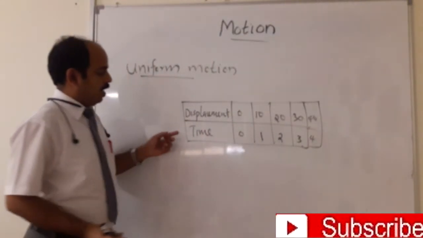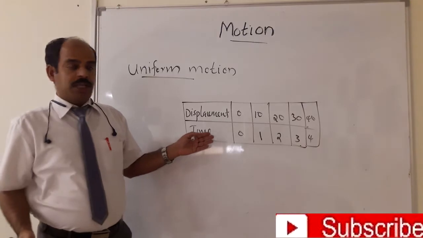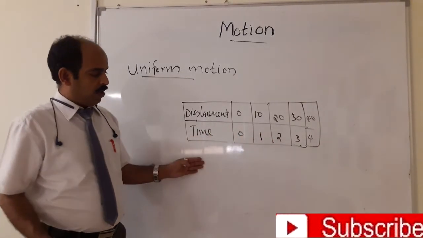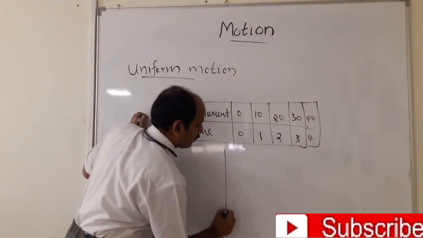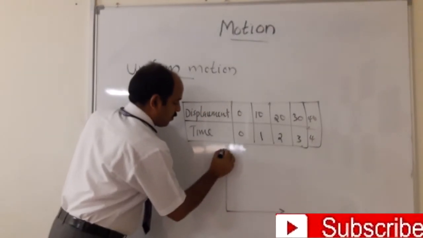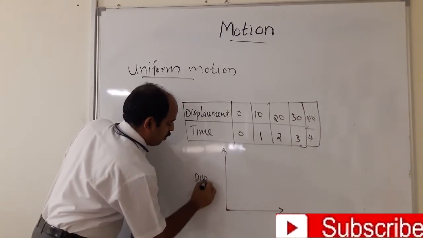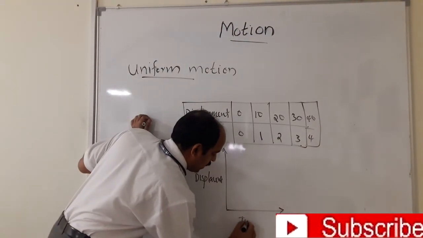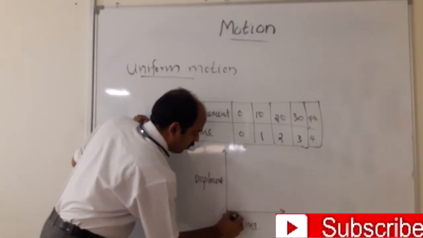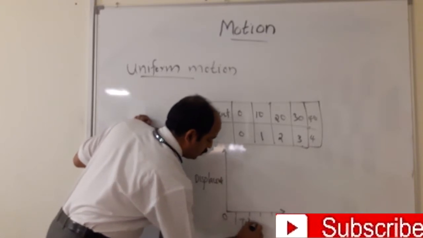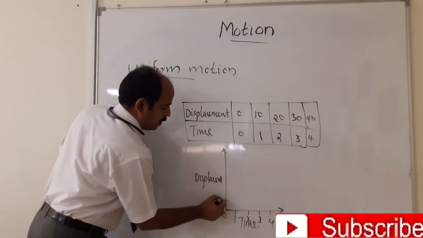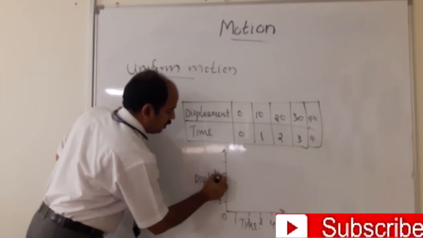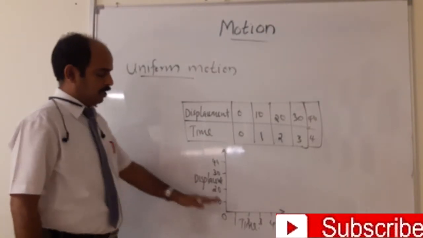Okay. Now, so we got the displacement of the object in each second. Let us draw a graph. Here it is displacement along the y-axis and time along the x-axis. Let us mark 0, 1, 2, 3, 4. Here it is 10, 20, 30, 40, all in meters. Here it is in seconds.